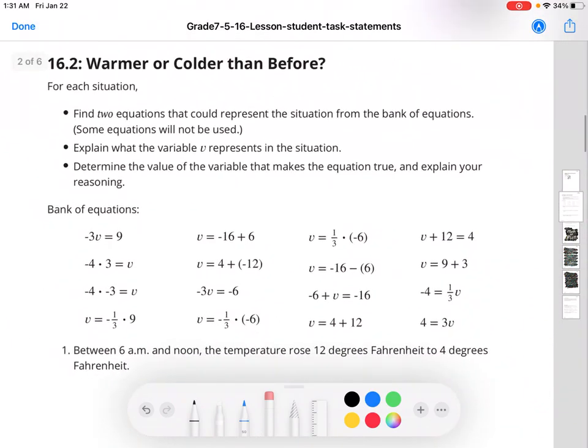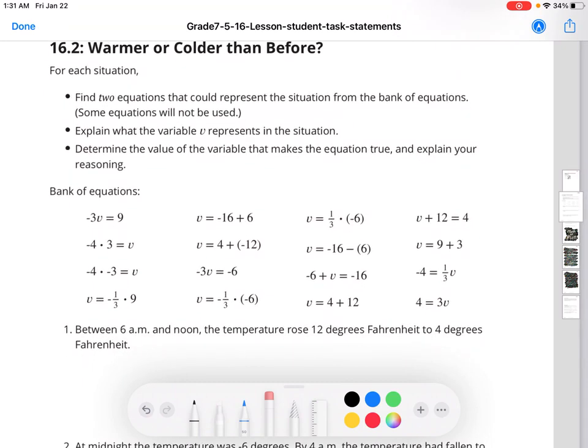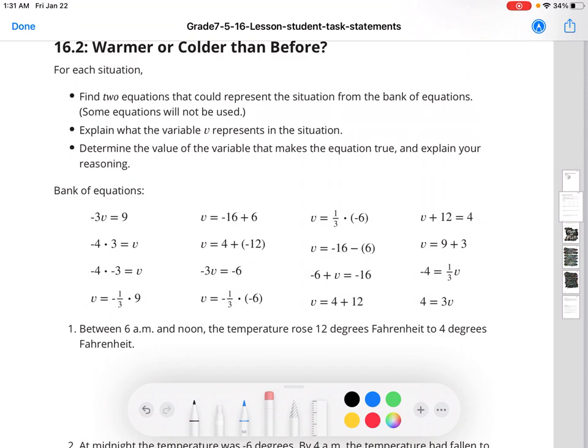16.2. So it says for each situation, you're going to find two equations that could represent the situation from the bank of equations. Some of these equations will not be used. You're going to explain what the variable represents in the situation, and then determine the value of the variable that would make the equation true.